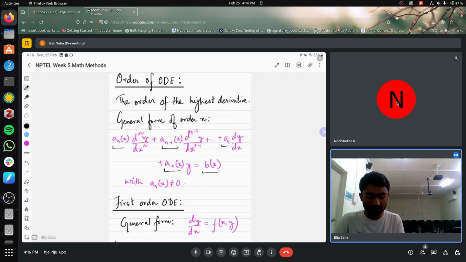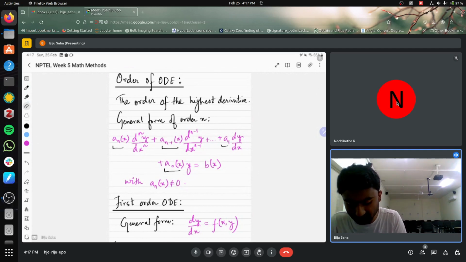That is one exercise you can think about: had b been written as a function of y, it would no longer be linear, and we would have called it non-linear. But this particular example is a linear differential equation. So now, what is the order? The order is the order of the highest derivative.